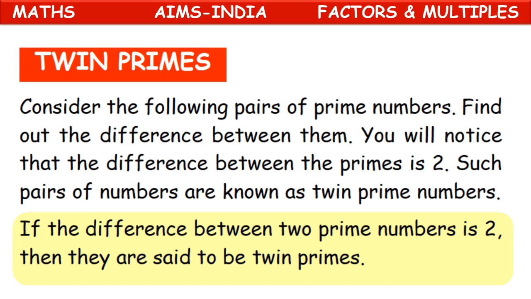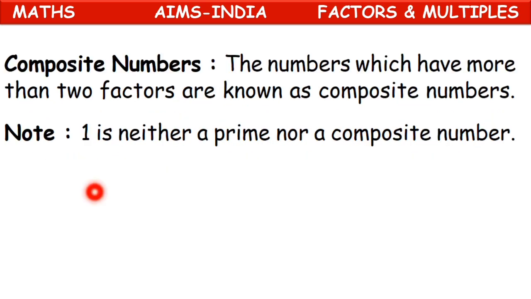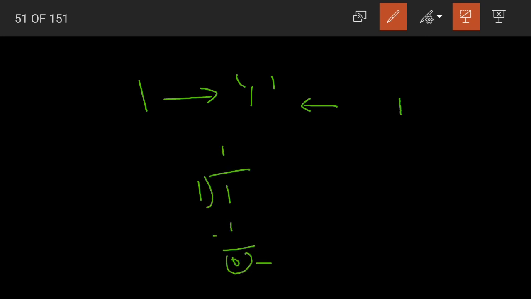Okay, and moving on to an important note here. 1 is neither a prime number nor a composite number, children. Okay, now how many factors does 1 have? 1 has only one factor, that is 1. Yes, see, 1 ones are 1. So when we subtract, 0 is our remainder. How many factors does 1 have? 1 has only one factor.